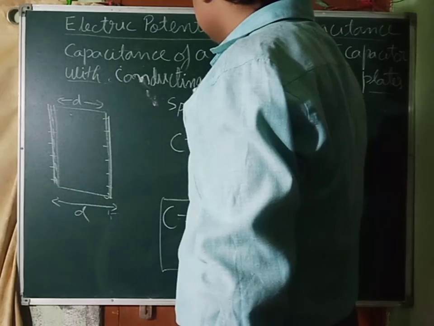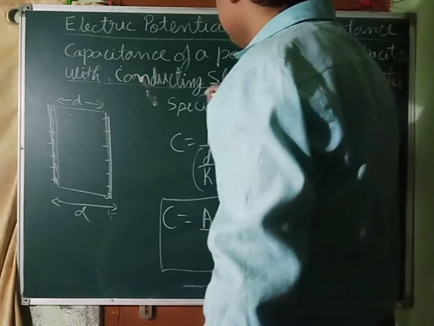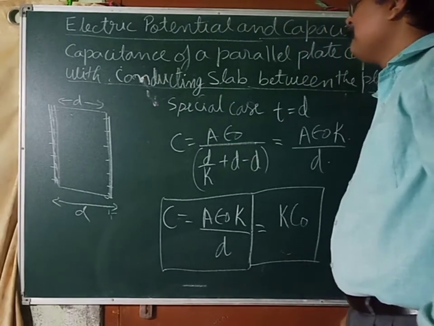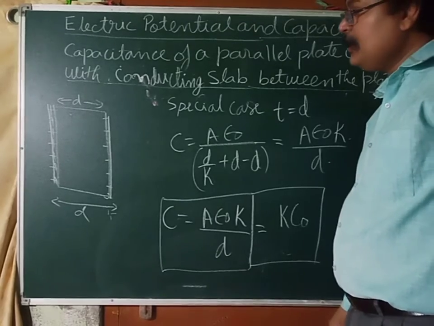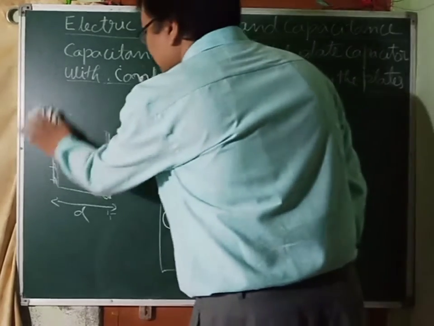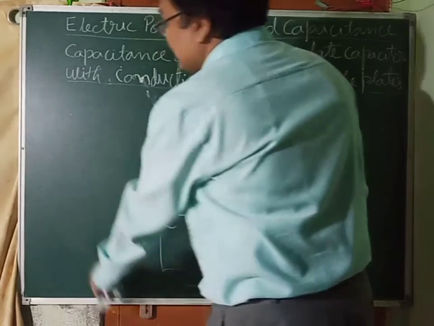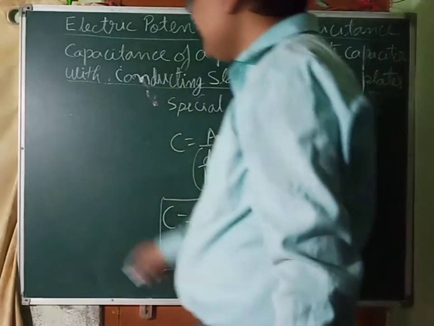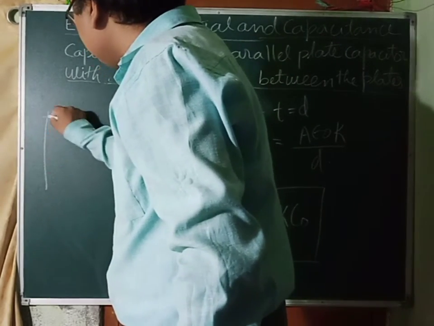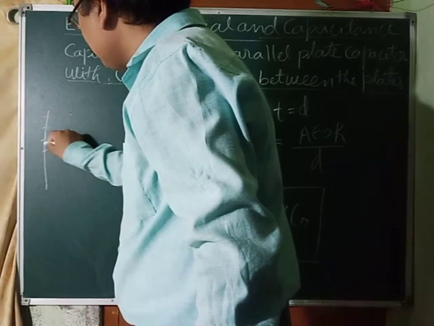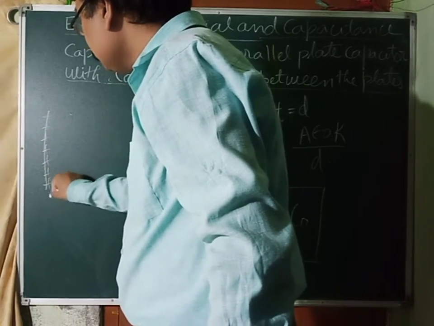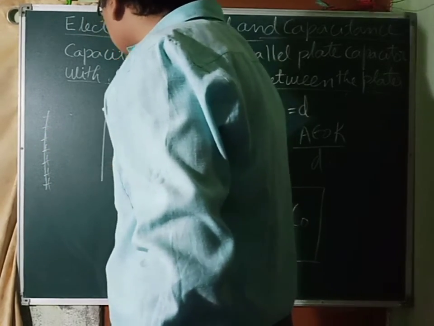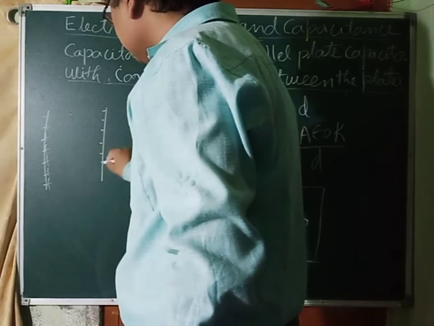C-O-N-D-U-C-T-I-N-G, conducting. Okay. So we are going to put a conducting slab between the plates. Now again, we are not going to put that conducting slab of full thickness. See, this is the positively charged plate of the capacitor and this is the negatively charged plate of the capacitor.